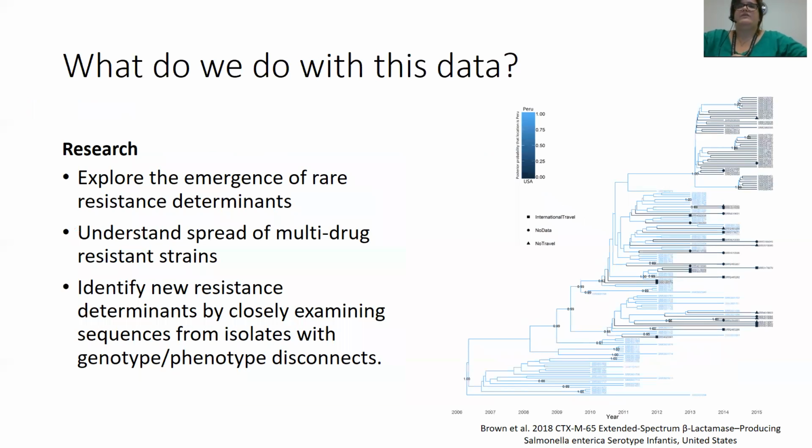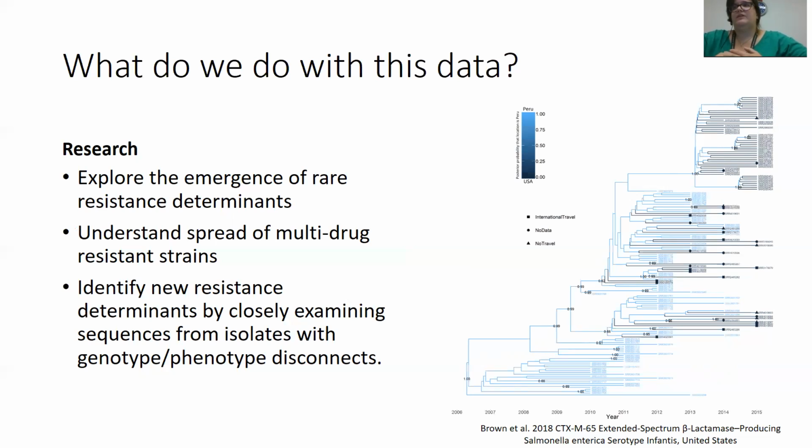But we also conduct research, and the key areas that we're interested in are exploring the emergence of rare resistance determinants. So if we see a gene that we've not seen in the US before, we'll often try to have a look at the context surrounding that. Maybe we'll do some long-read sequencing to close the plasmid or whatever mobile element is responsible for bringing that gene in, trying to find some exposure information from the patient. We have an epi team that we work really closely with to get at some of these questions. We're interested in understanding the spread of multi-drug resistant strains of enteric pathogens.